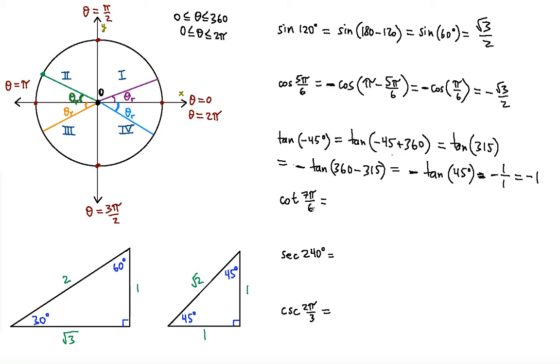Now 7 pi over 6 for the cotangent. Cotangent of 7 pi over 6. How do we find that?